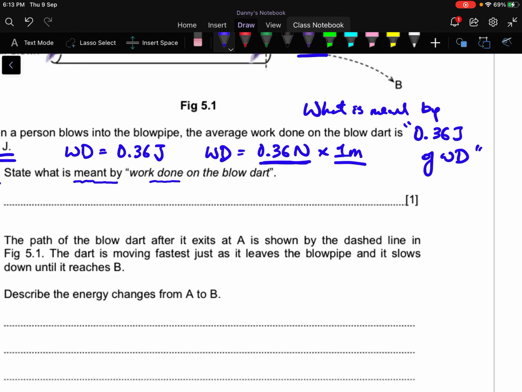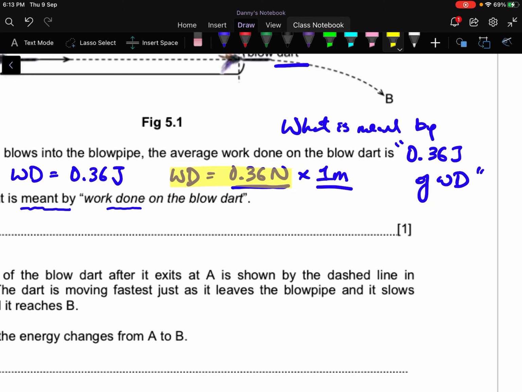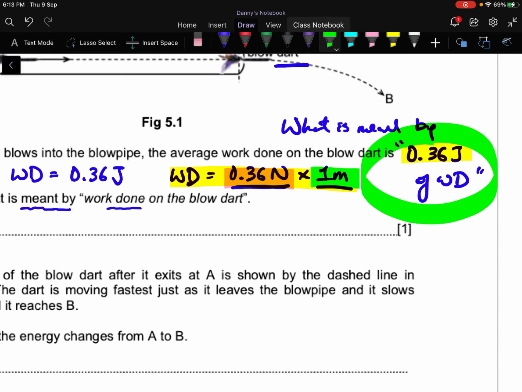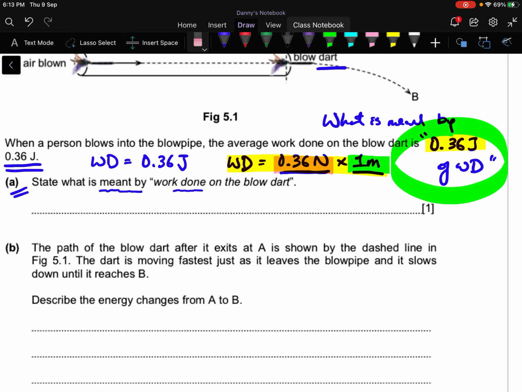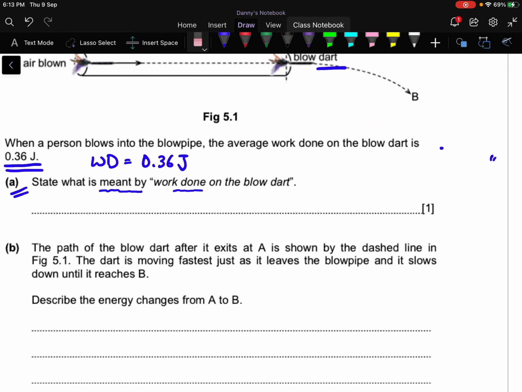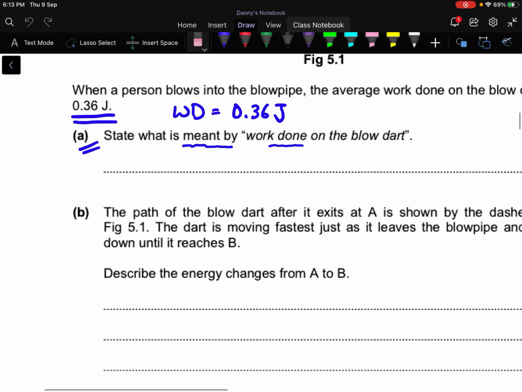If the question is asking you what is meant by 0.36 joules of work done, then yes, this kind of approach is correct. You should answer like, 0.36 joule of work done means that there are 0.36 newton of force acting on the dart which travels by 1 meter. This is for this kind of question. But for this particular case, they are asking you what this means when the question says there is this work done on the dart.